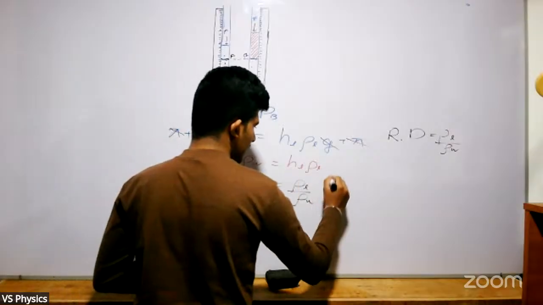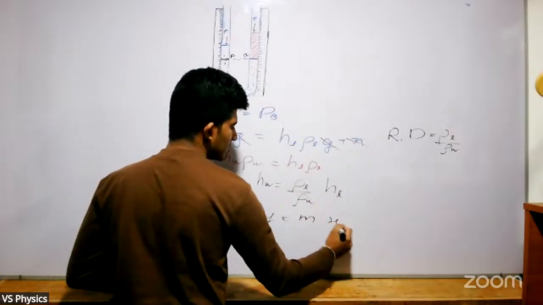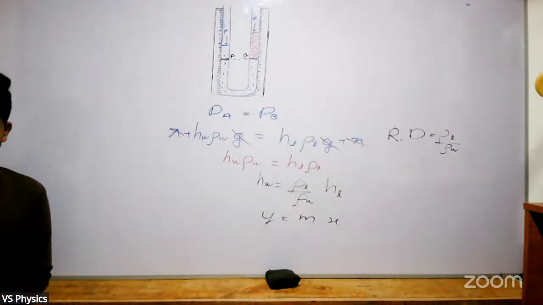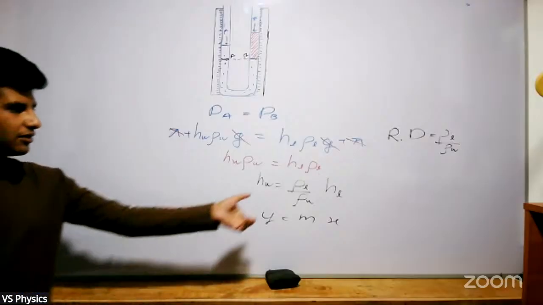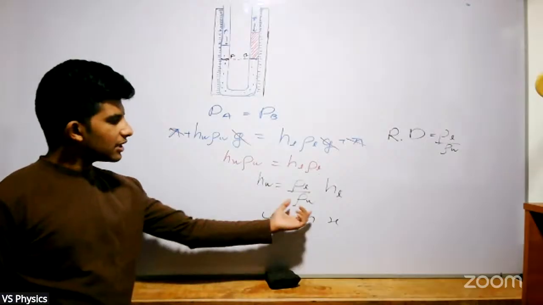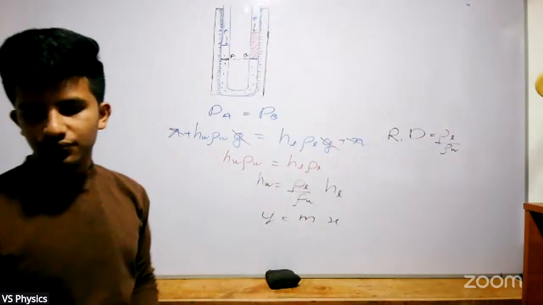So using this we can write a y equals mx graph. So relative density we can find here. Or in order to find the density, we have to multiply the gradient by rho of water.